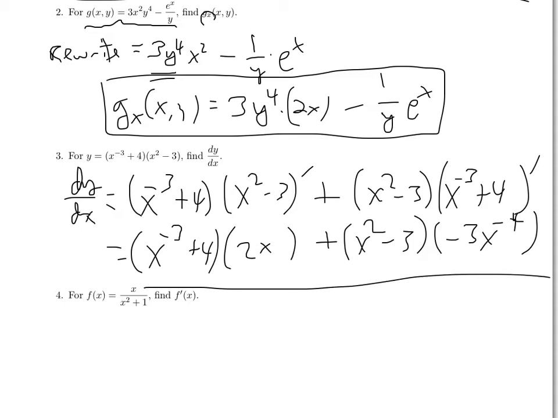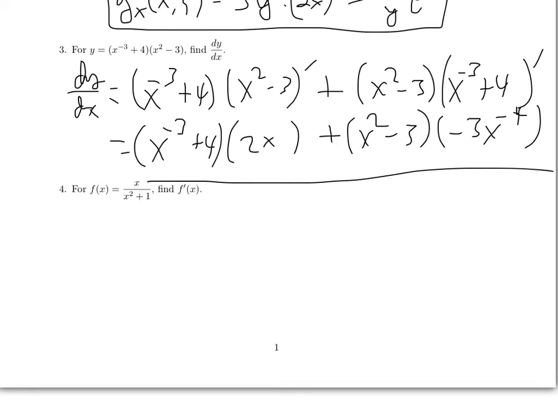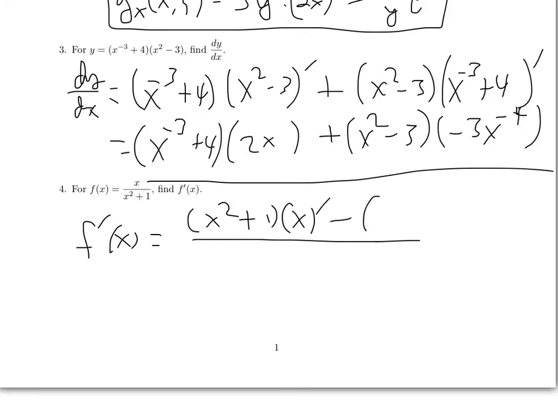So there's your answer. Number 4 is getting at the quotient rule. That's kind of obvious, it looks like a quotient. The quotient rule says that the derivative is the bottom times the derivative of the top, minus the top times the derivative of the bottom, divided by the bottom squared.